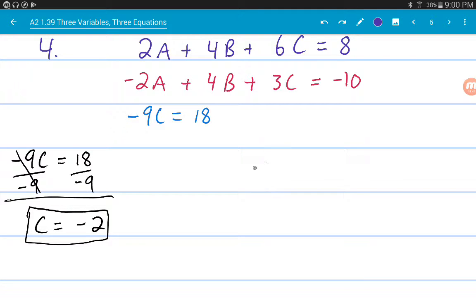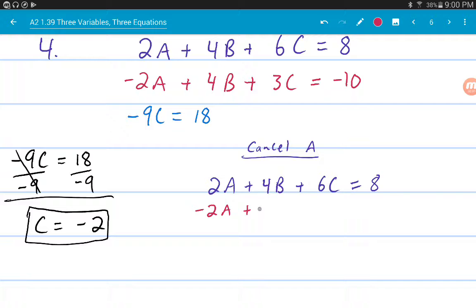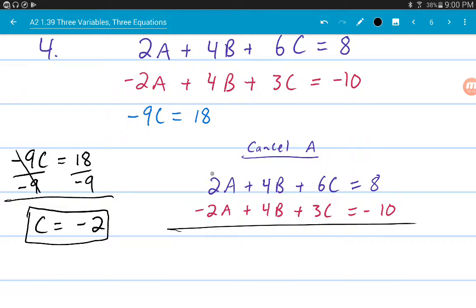So I'm going to take the first equation and the second, and I'm going to cancel out the letter A. So 2A plus 4B plus 6C is equal to 8. And negative 2A plus 4B plus 3C is equal to negative 10. A is the easiest one to cancel out because the coefficients are the same number, and one of them is negative.